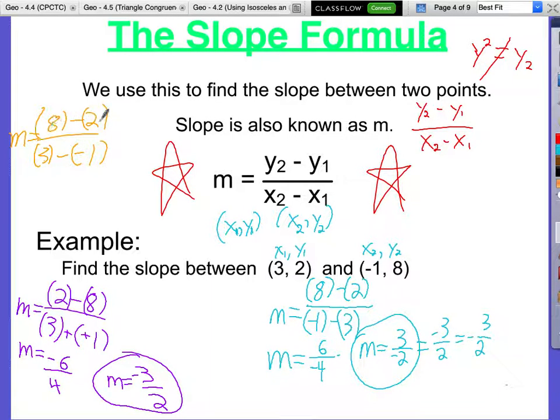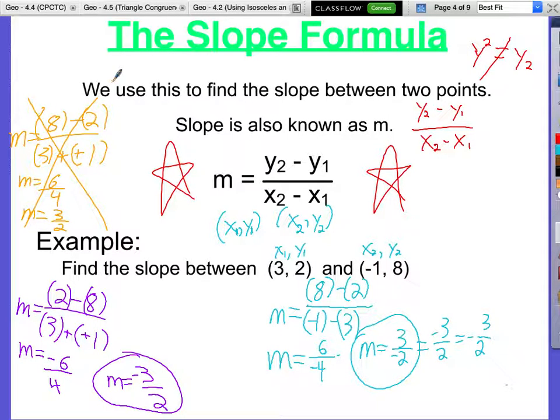Well, we said 8 minus 2 was 6. And we said when we have two minus signs in a row, we make it positive. So you'd have 6 over 4. What does 6 over 4 simplify to? 3 over 2. Is this the same slope that we got from the others? No. What's different? The sign. This one's positive, the other one was negative. So we didn't get the same thing. So this is not what you do.